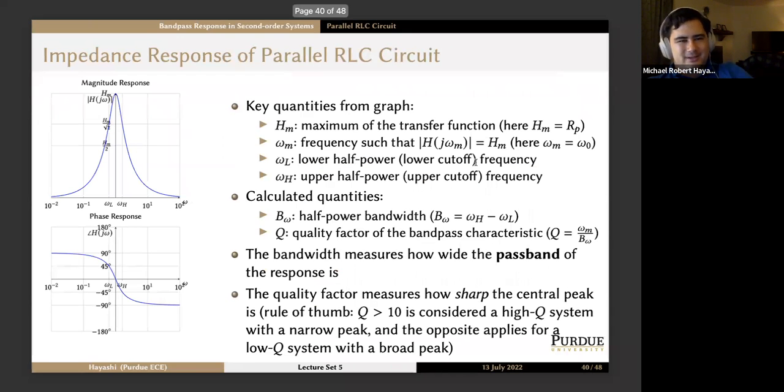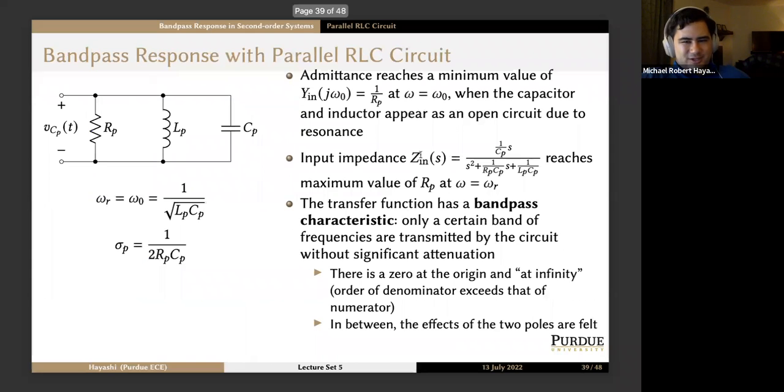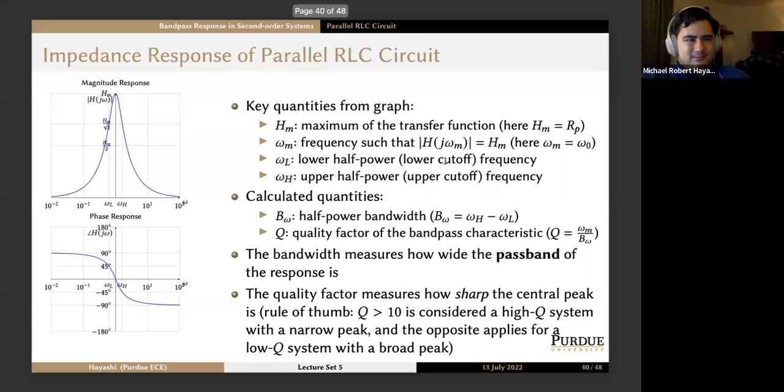So now we're going to have to deal with a bombardment of new terminology. This might be some of the hardest parts. We're going to introduce 6 ideas, 4 of which have a very easy graphical interpretation, 2 of which are calculated from our graphical quantities. We'll call H_m the maximum of the transfer function. So our transfer function, I guess, is going to be Z_N. By our impedance response, magnitude and phase, the maximum of our transfer function is going to be R_P.